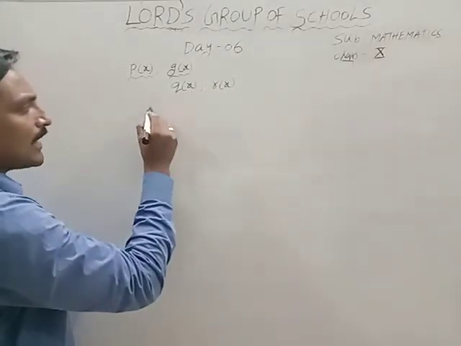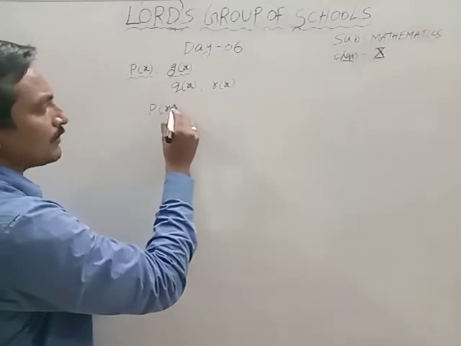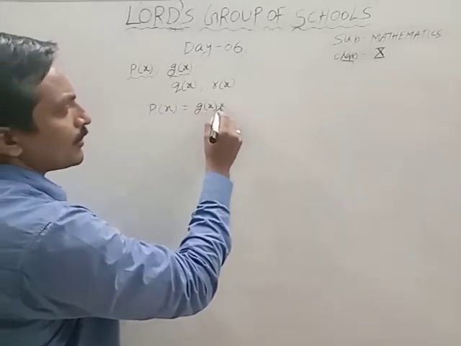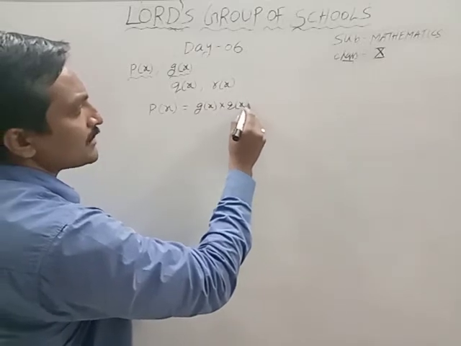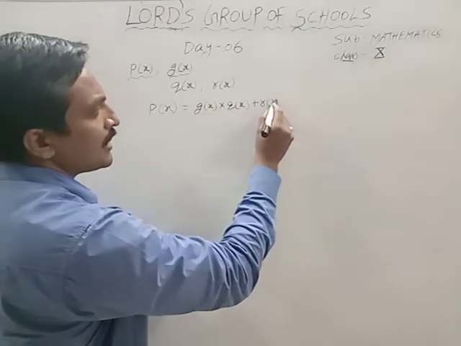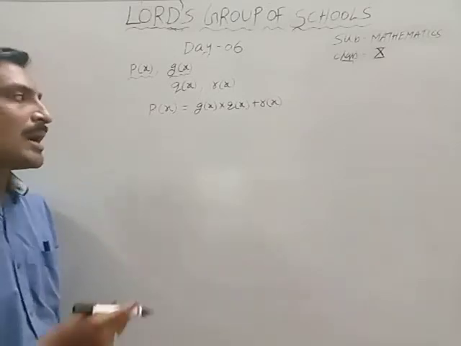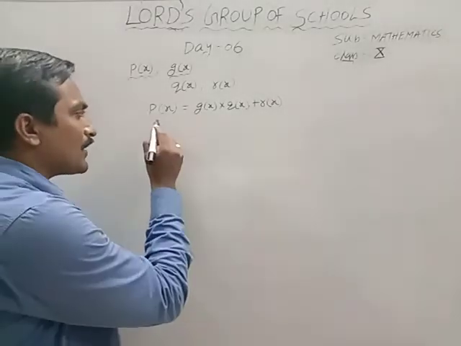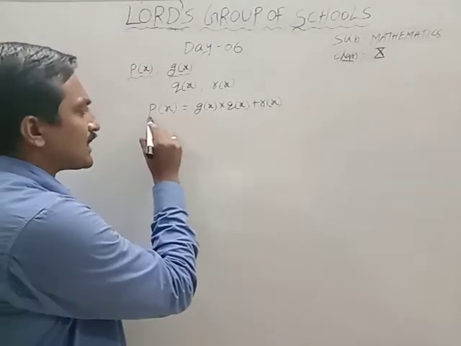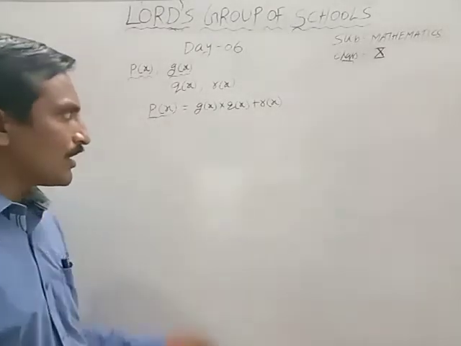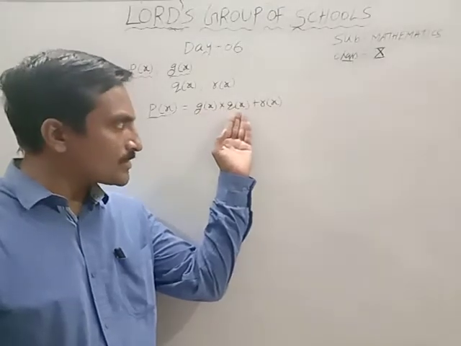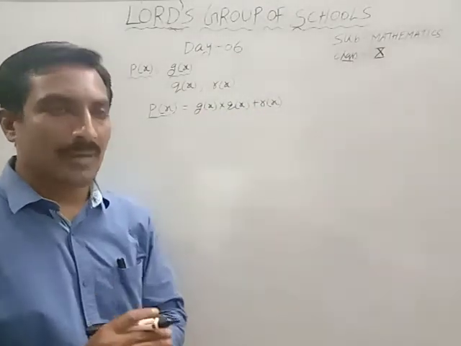Now simply, how to write this? p of x is nothing but g of x into q of x plus r of x. This is known as the division algorithm for polynomials. In numericals, p of x is the dividend, g of x is the divisor, q of x is the quotient, and r of x is the remainder.